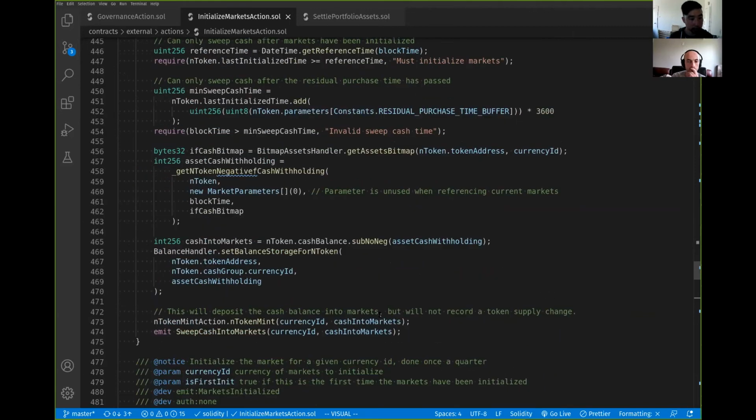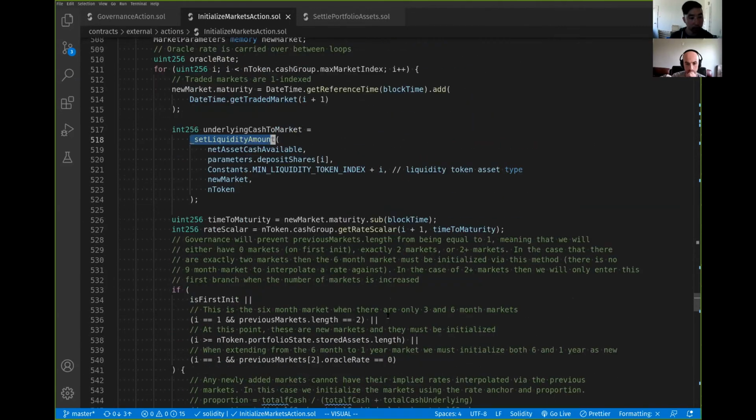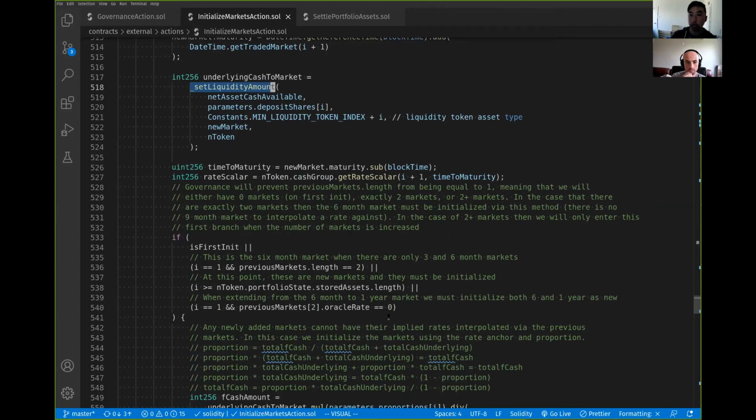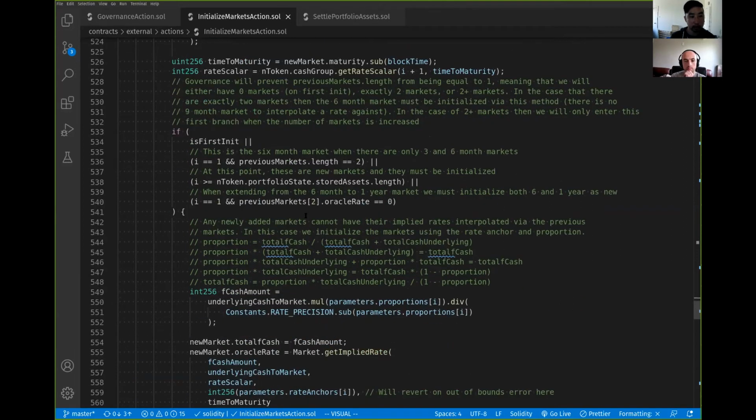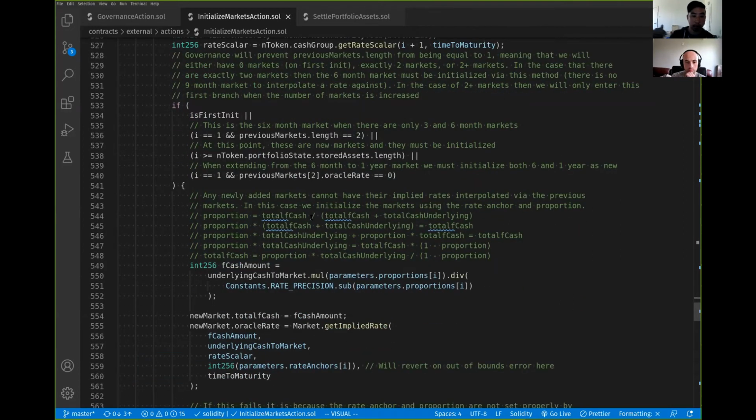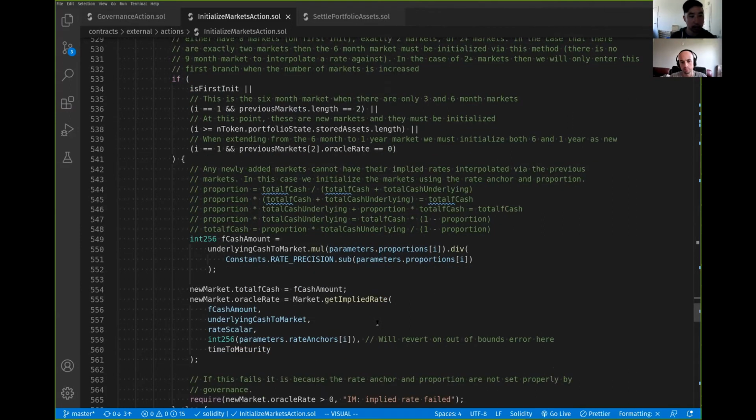Now, the next step is a little bit more involved, which is calculating how much fCash we're going to put into that market. What that does, once we put the fCash in, is set the proportion of total cash and fCash, and that in conjunction with the rate anchor that the governors have set will set the initial interest rate for the market. And maybe Teddy, do you want to take it over here and talk a little bit about what kind of requirements we have when we set that interest rate?